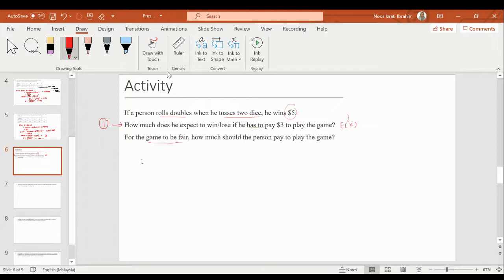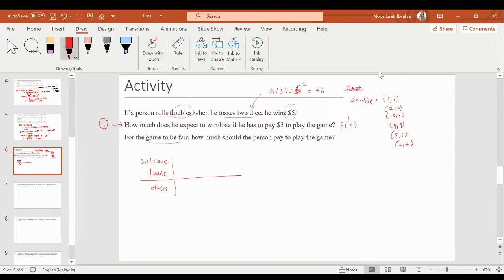So here you have to come up with the outcomes when we toss 2 dice. The total number of outcomes, the sample space when we toss 2 dice, is 6 to the power of 2, which is 36. Double means we have the same number when we toss 2 dice. So double means whether we have 1,1, 2,2, 3,3, 4,4, 5,5, 6,6. This is it. So the outcome is whether double or others.